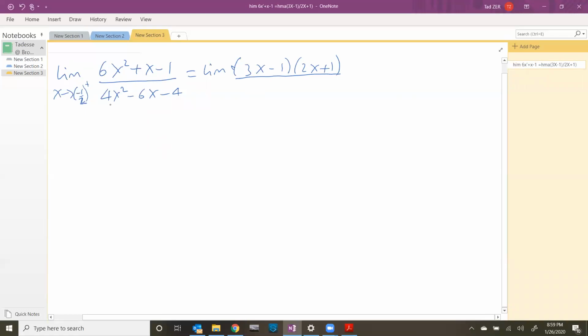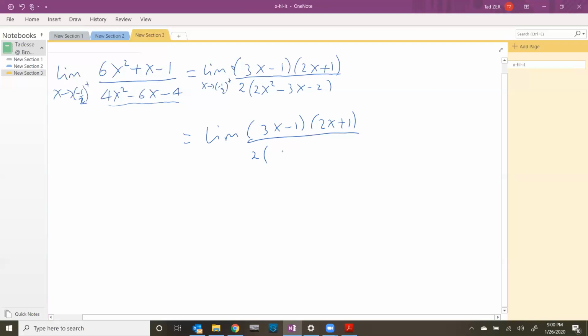Now I have 4x squared minus 6x minus 4 in the denominator. First, you can factor out 2, because you see that 2 is a common factor. So it will be 2 times 2x squared minus 3x minus 2, as x approaches negative half from the right side. So that gives me the limit of 3x minus 1 times 2x plus 1 divided by 2 times. Now let's factor this one. 2x squared minus 3x minus 2, when you factor, should be 2x plus 1 times x minus 2.